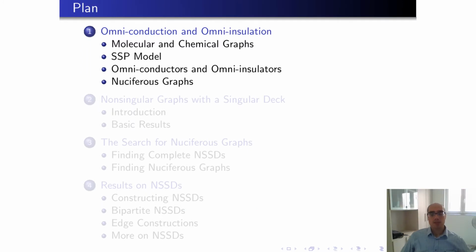Before we start, we first need a little background on chemistry, especially with regards to the conduction and insulation of molecules, of the atoms that are connecting together to form the molecule. Don't worry, this won't be too complicated, I hope, but we do need this in order to understand the mathematics that follows. After this, we'll start having fun with mathematics, I hope.